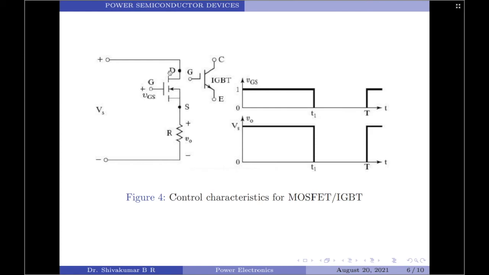An N-channel enhancement type MOSFET is considered for analysis here, and this is a standard representation for an IGBT. The control characteristics are shown here, and as long as a gate voltage is applied across the gate terminal, the output voltage will be positive, and the moment you remove the gate voltage, output becomes 0. This is pretty similar to what a BJT dictates, except that now the control terminal is a gate terminal.